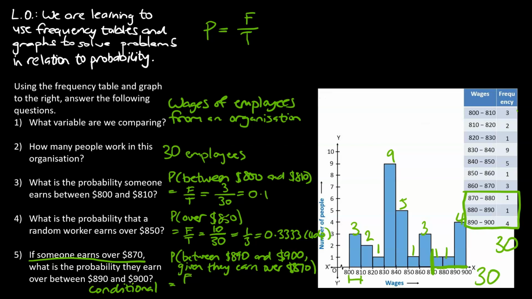So let's go back to F over T. So our total, we no longer care about all 30 people in this survey or in this organization. We only care about the 6 of them that earn over 870. And then of those 6 people, who earns between 890 and 900, well, that's 4 of them. That becomes 2 over 3, which becomes 0.6667, and that's rounded to 4 decimal places.